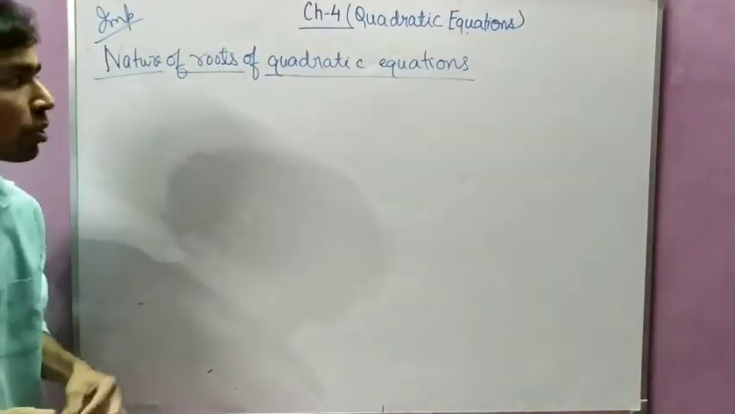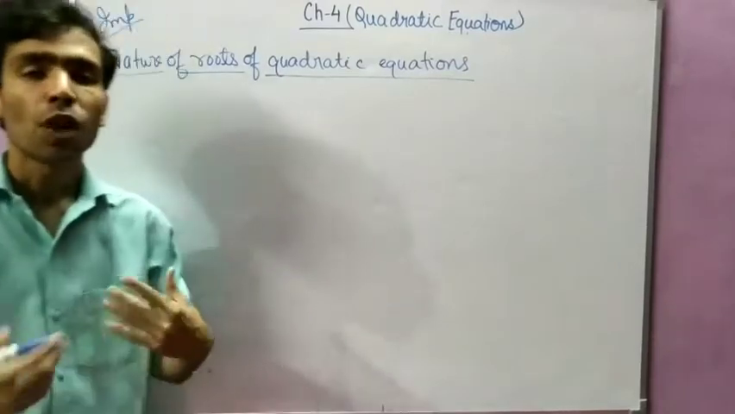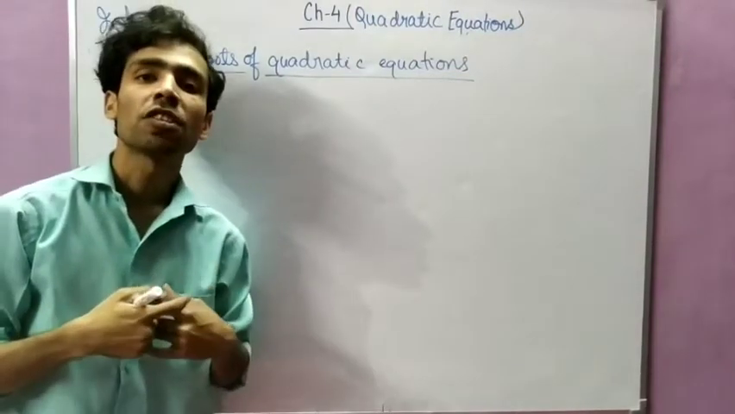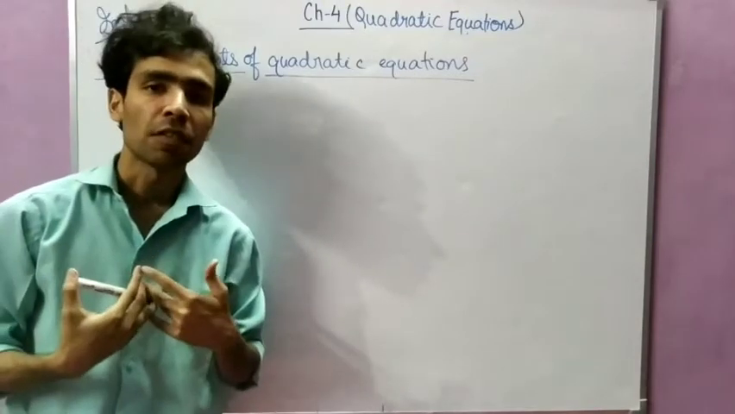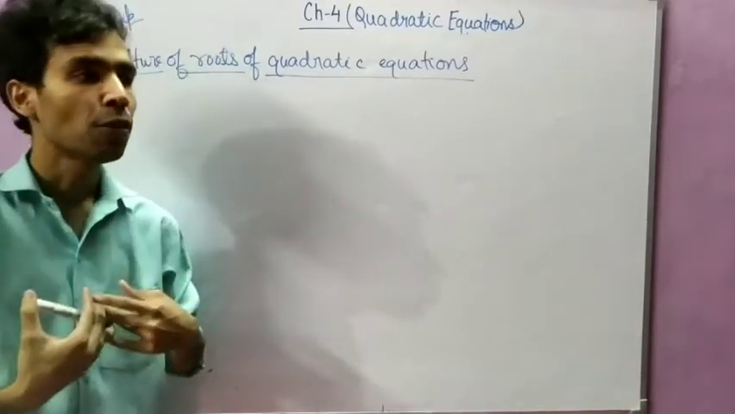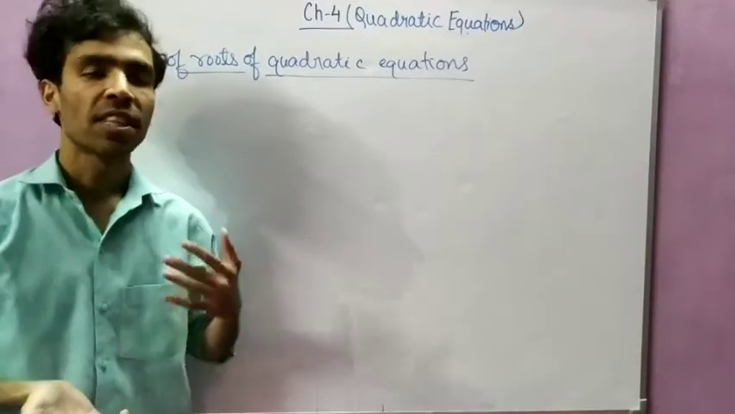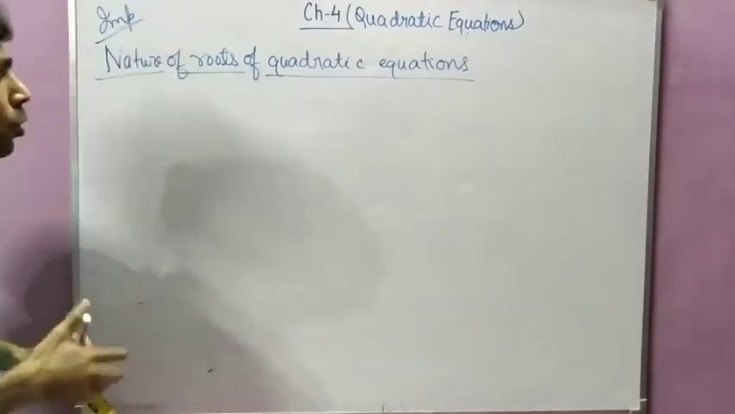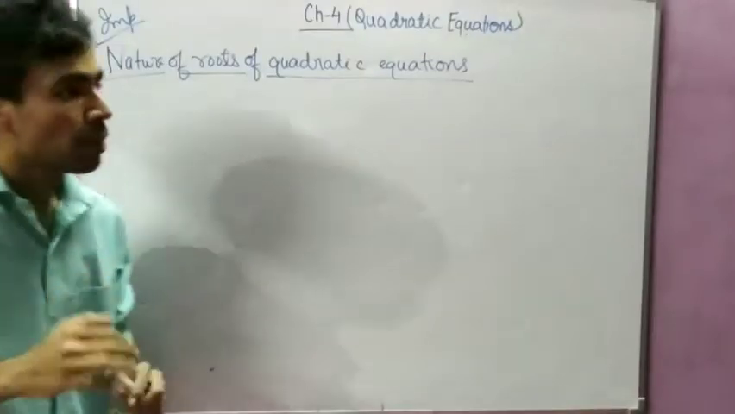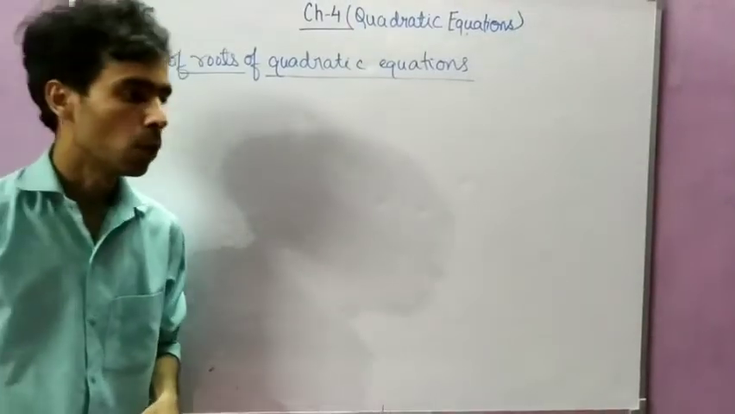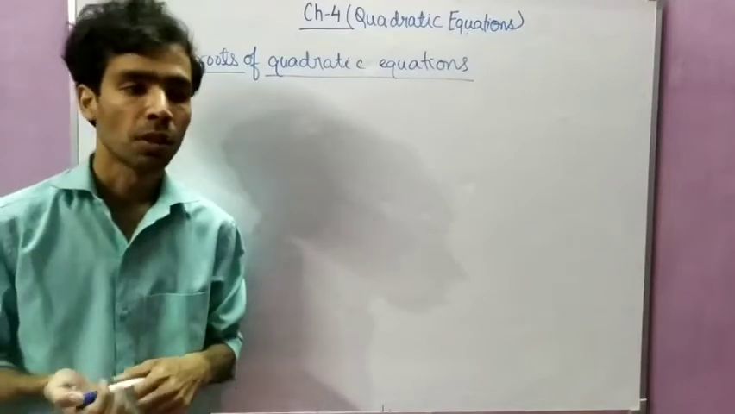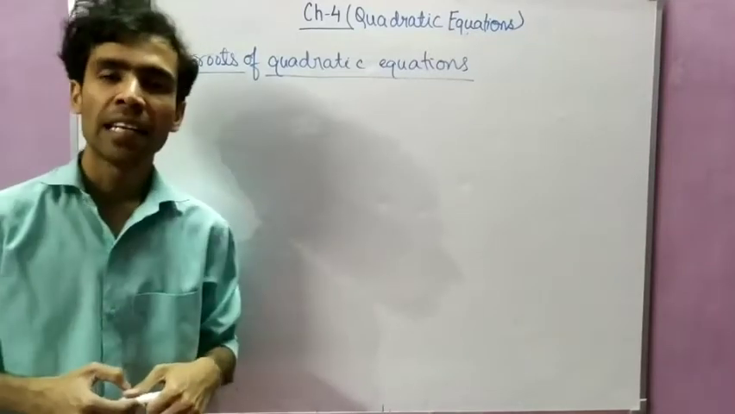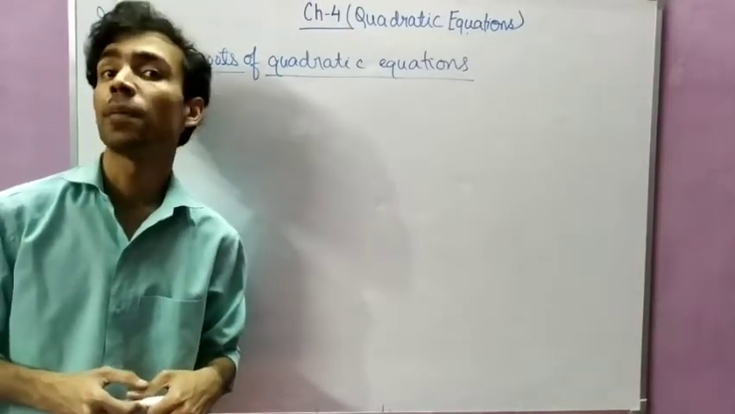Nature of roots of quadratic equation means what type of roots a quadratic equation can have. What type of roots a quadratic equation can have means we have to tell their property, what is their nature. Okay, so this is the last part of our chapter, and it is very easy. Now how can we identify the nature of roots? The nature of the roots can be identified with the help of the discriminant.